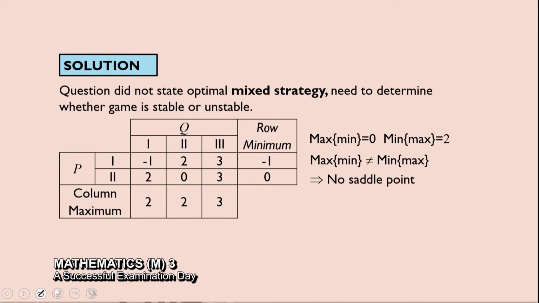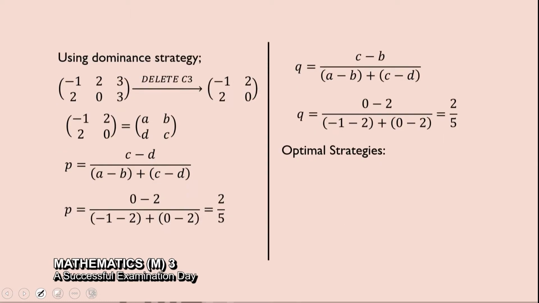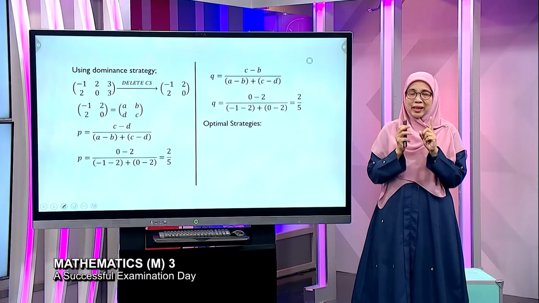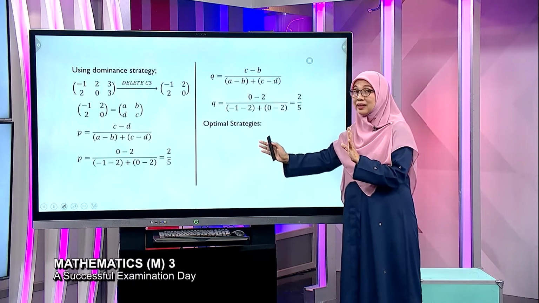So what do we do when there's no saddle point? We apply mixed strategy, so the game is unstable. There are so many methods, but I'll be showing you the easiest way, which is to apply dominant strategy. Here, column 3 is the dominant strategy because it has the highest value compared to the other 2 columns. So we delete it to reduce the payoff matrix to 2x2. Then I will use the formula method.